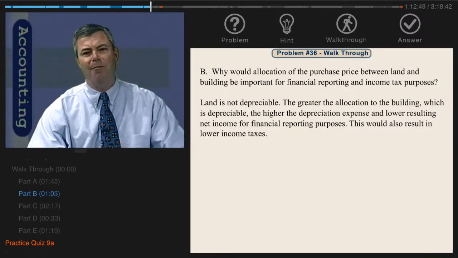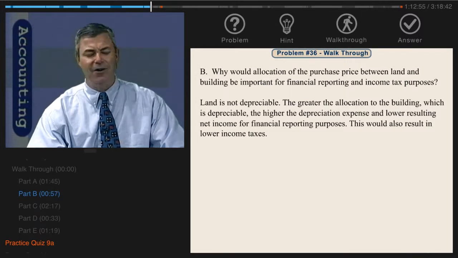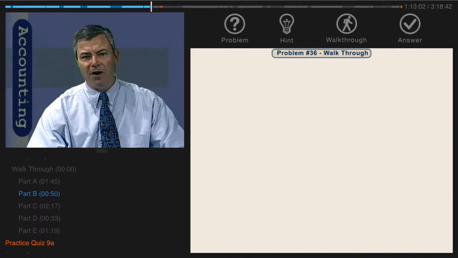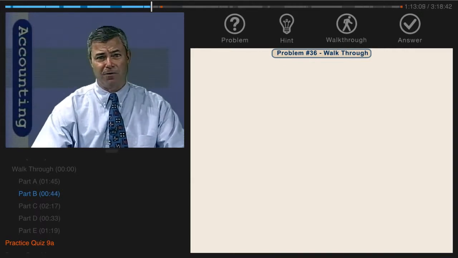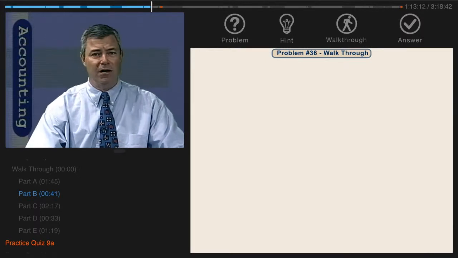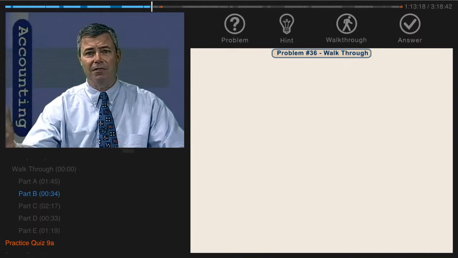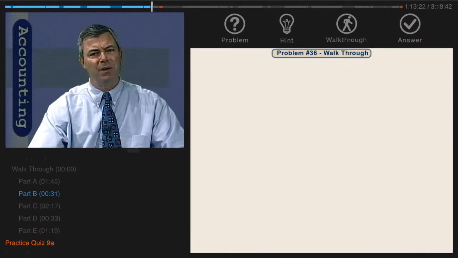But again, you've kind of got a compromise here. You're always interested in paying lower income taxes, but you really want to have a higher net income to impress your investors. And in this particular case, the IRS is going to be very sensitive and expect you to make the same allocation to land and building for financial reporting purposes as you're using for income tax purposes. And so you really can't use a different amount of allocation for one versus the other unless you have some explanation. I can't think of one offhand why you'd do it, at least from a business standpoint.